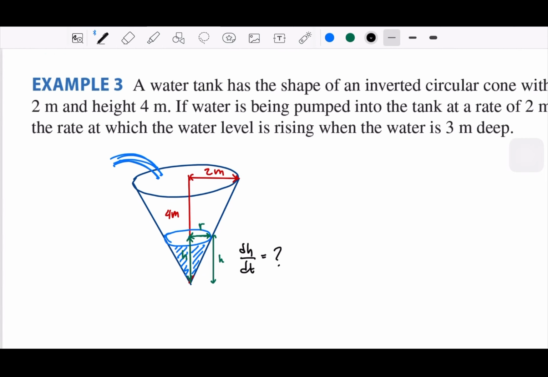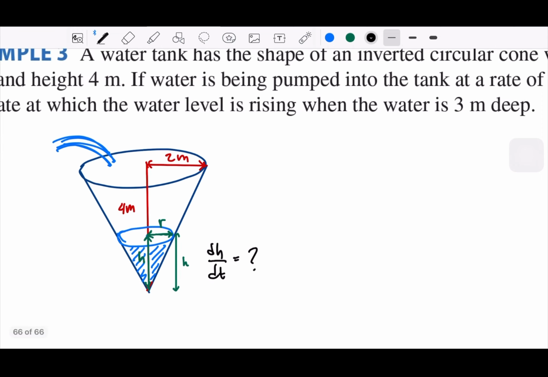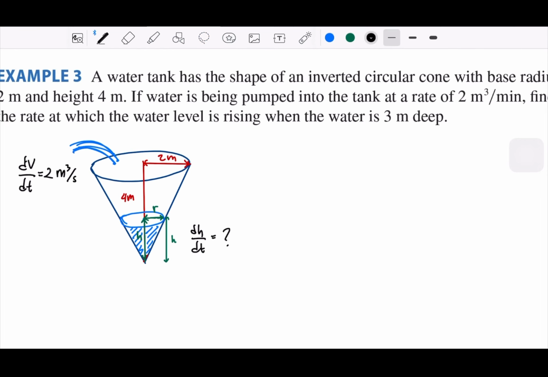And we know that the rate of water is 2 meter cubed. Okay? So it's pumped from somewhere else. So the rate of water, because the water will fill up the cone, and let's say the cone is one big volume. So let's say it's dv over dt. Let's just name dv over dt here. It's 2 meter cubed. Oh, per minute, sorry.